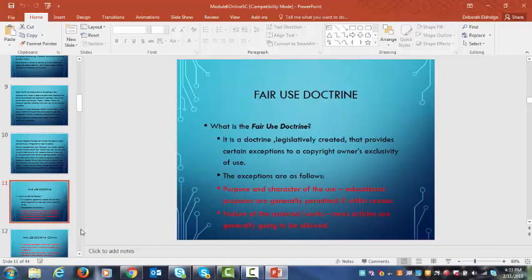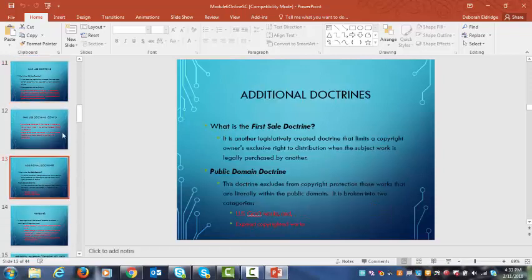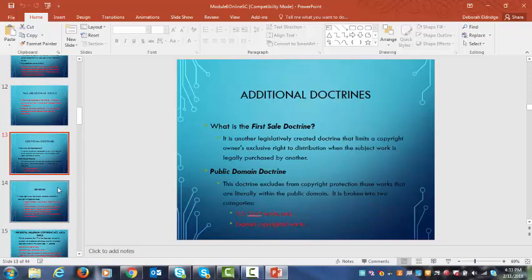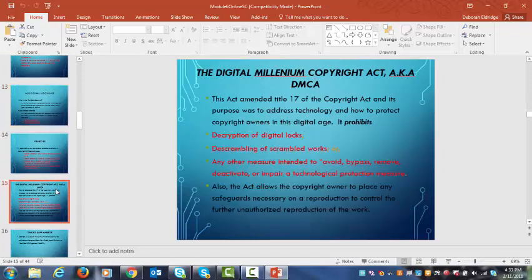The fair use doctrine is very important to know. Understand that the character of the use, the nature of the material, those things come into play when someone is trying to apply the fair use doctrine, which is actually a defense to copyright infringement. Then there are some additional doctrines, the first sale doctrine, the public domain doctrine. Pay attention to those things.